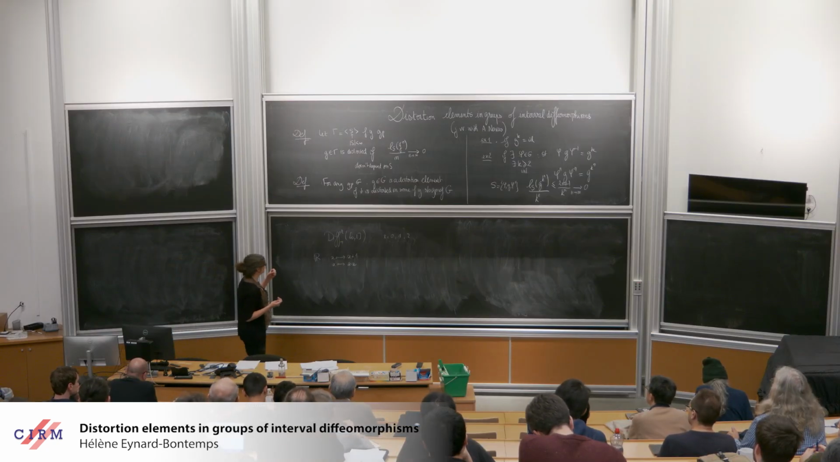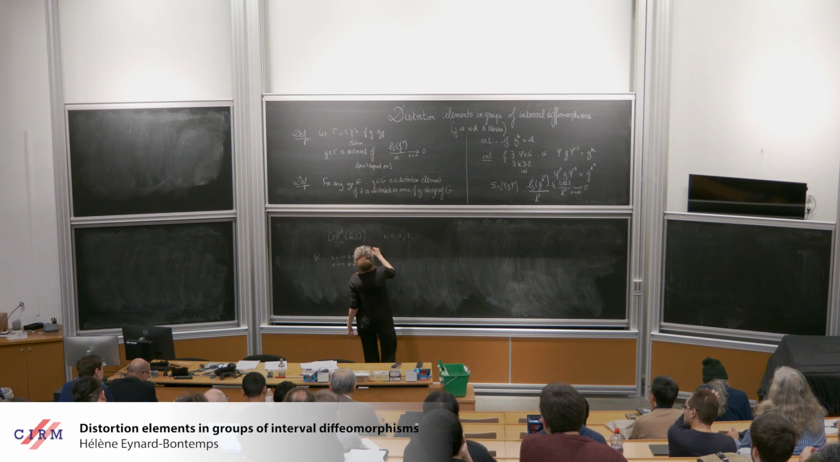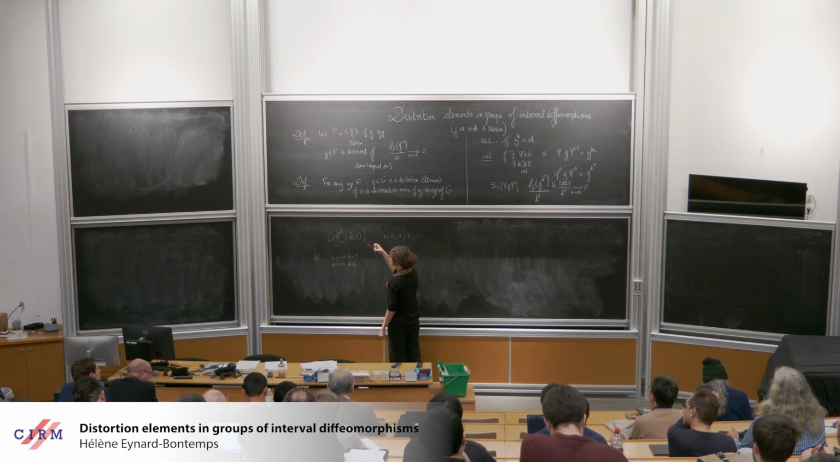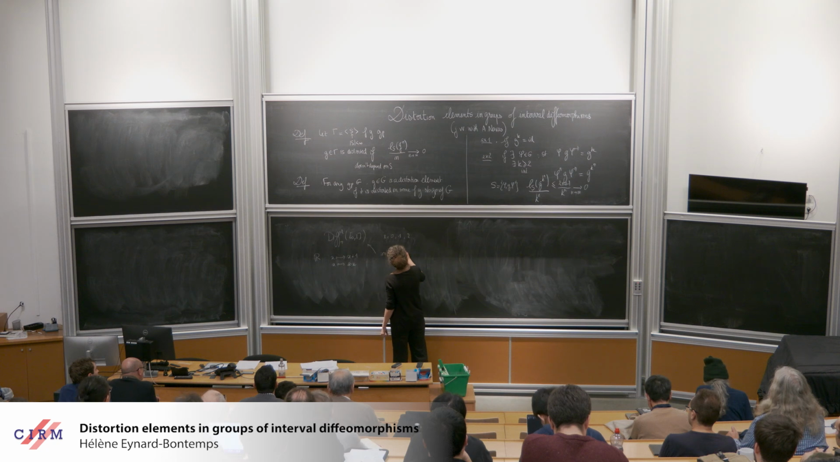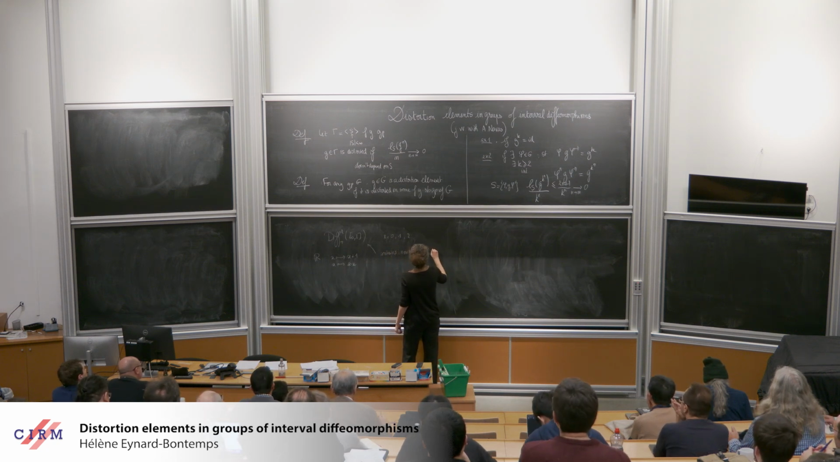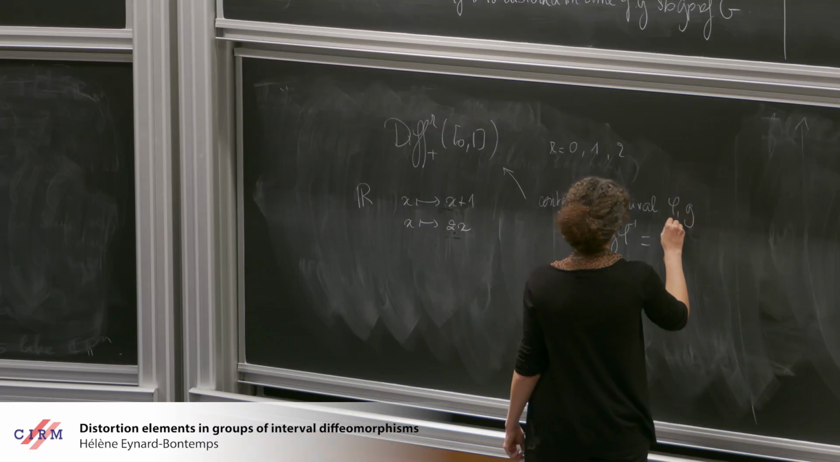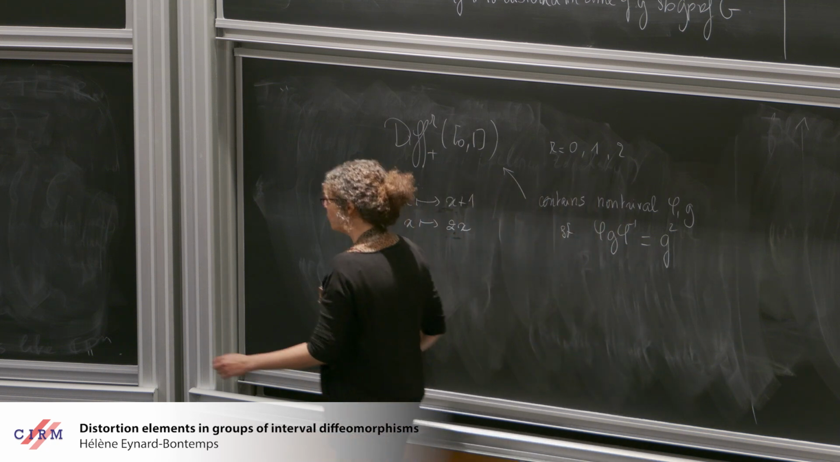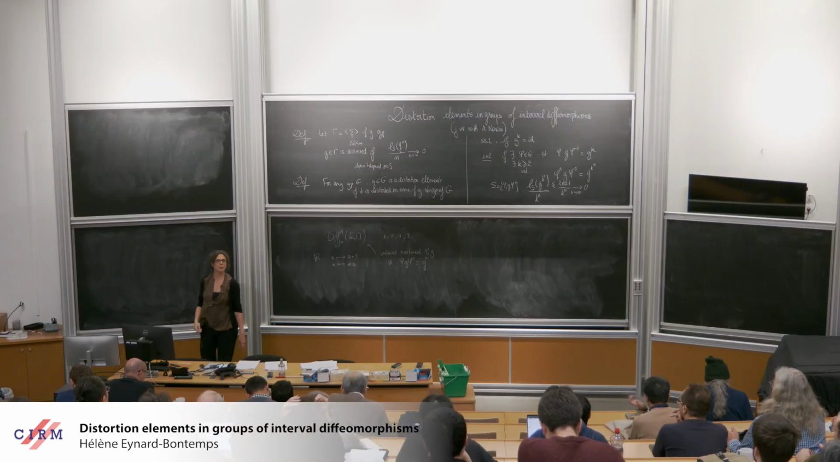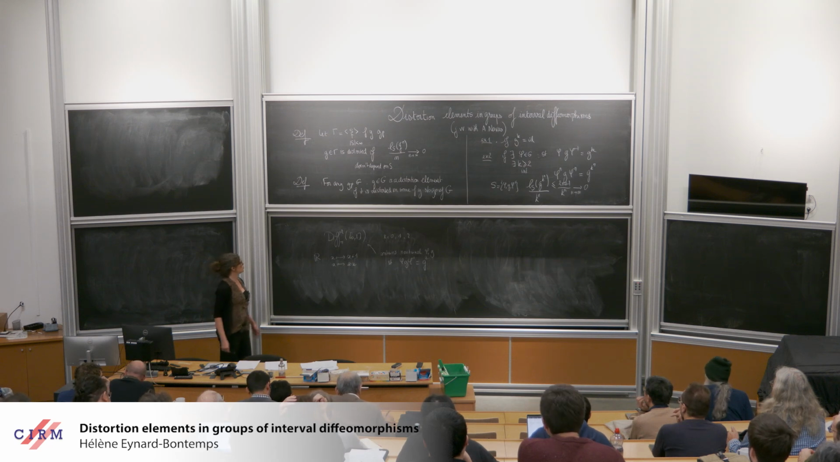So basically I'm saying that this group contains obviously non-trivial phi and g, such that phi g phi inverse is equal to, and in my talk I'm going to always say g to g squared, but you can put any power you like, it doesn't change anything for what I will say, it's just to reduce the amount of notations.